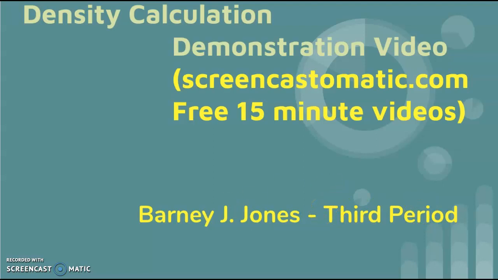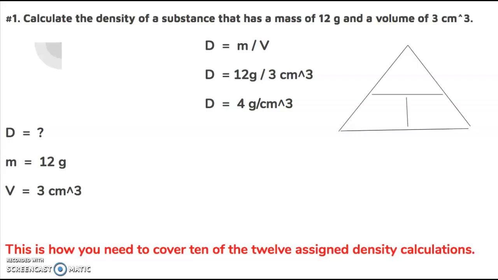Let's go for the 10 that you have to just walk me through. These should already be worked for you, just like this. First step, you just read the problem. Number 1 is: calculate the density of a substance that has a mass of 12 grams and a volume of 3 centimeters cubed.